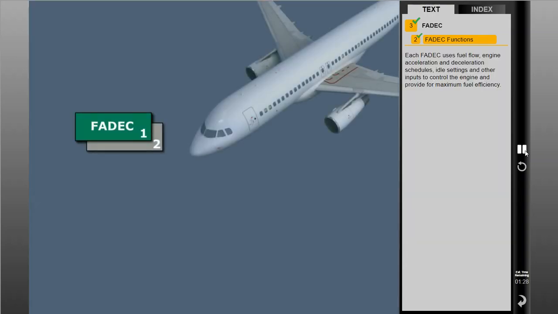Each FADEC uses fuel flow, engine acceleration and deceleration schedules, idle settings, and other inputs to control the engine and provide for maximum fuel efficiency.